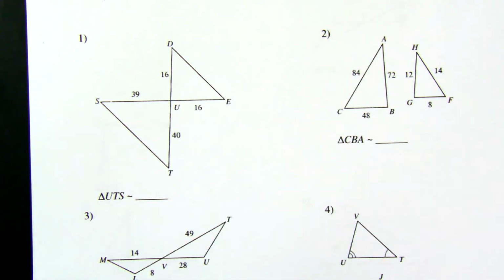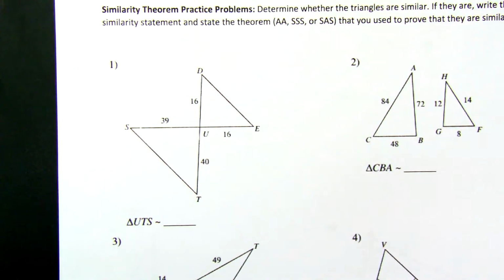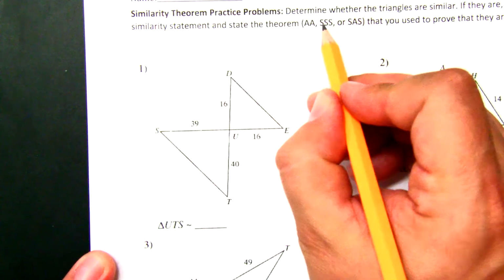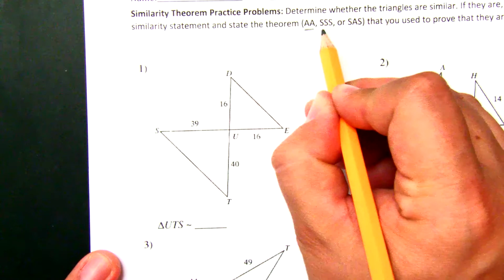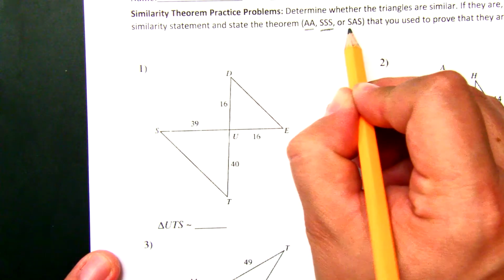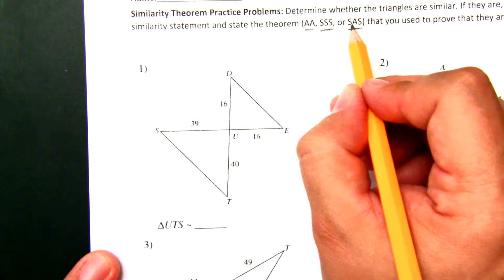All right, I want to use the theorems we came up with on a couple of examples here. These are the problems that you guys are going to have to do. So let's just remember what all of our theorems are. I wrote them all up here. AA, that's angle, angle. Side, side, side, or SSS. And side, angle, side, SAS.